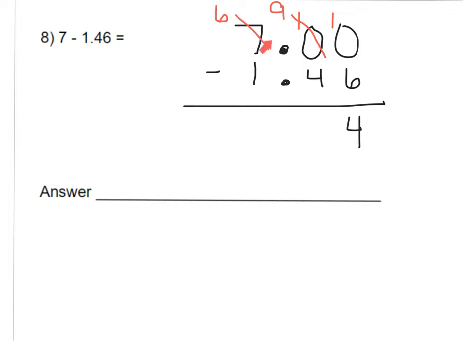Now subtract the next place. 9 minus 4 is 5. Bring down my decimal. And 6 minus 1 is also 5. So the correct answer for this is 5 and 54 hundredths.